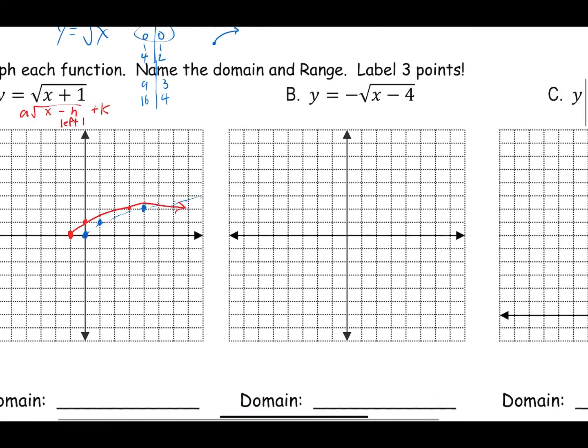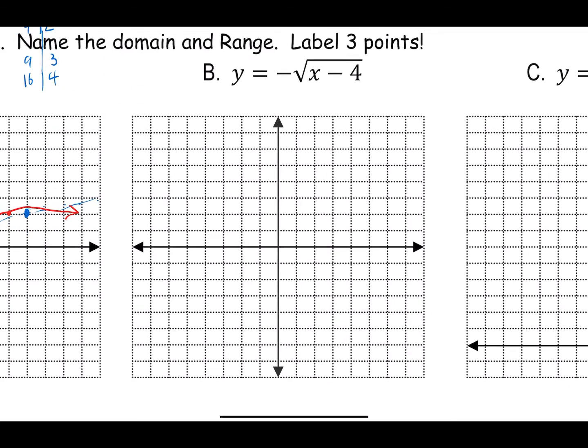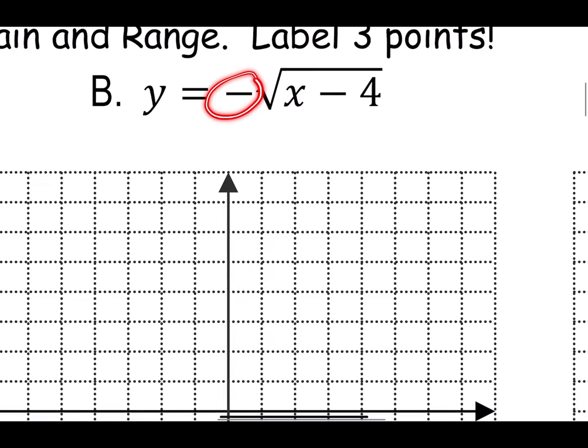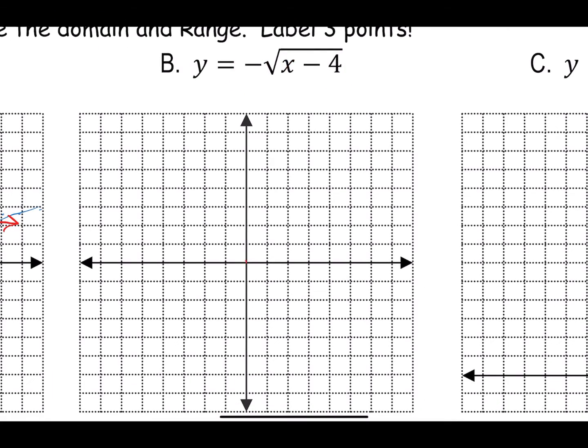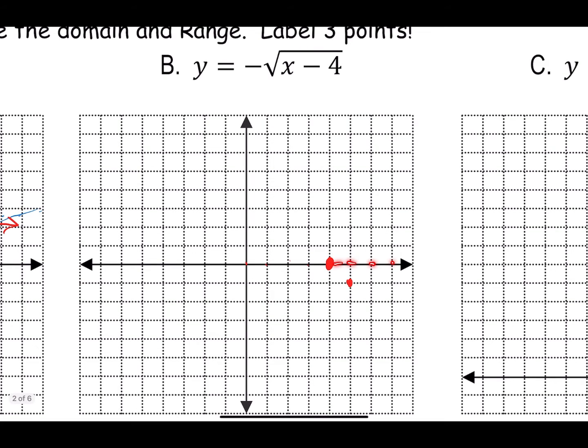And then, same with this graph. We have a reflection across the x-axis and right 4. So our origin, which is normally at 0, 0, should go right 4. 1, 2, 3, 4. And because it's a reflection, instead of going 1, 1, let's go right 1, down 1. And right 4, 1, 2, 3, 4, down 2.